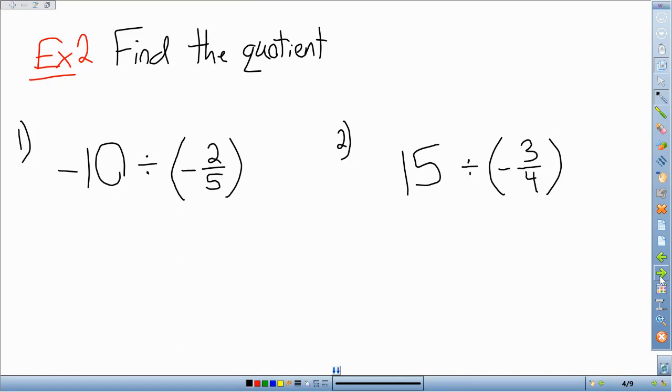Let's try a couple of these examples doing basically what we just did there with some different numbers. So find the quotient. By the way, quotient just means that we're dividing. So take a second, copy these down, we'll do it together.